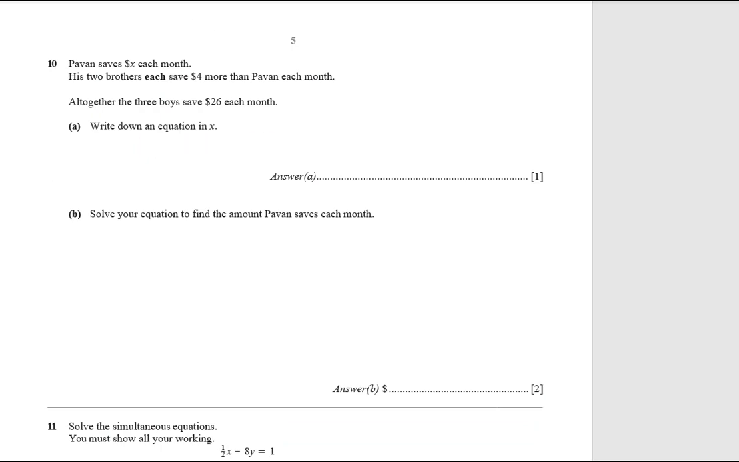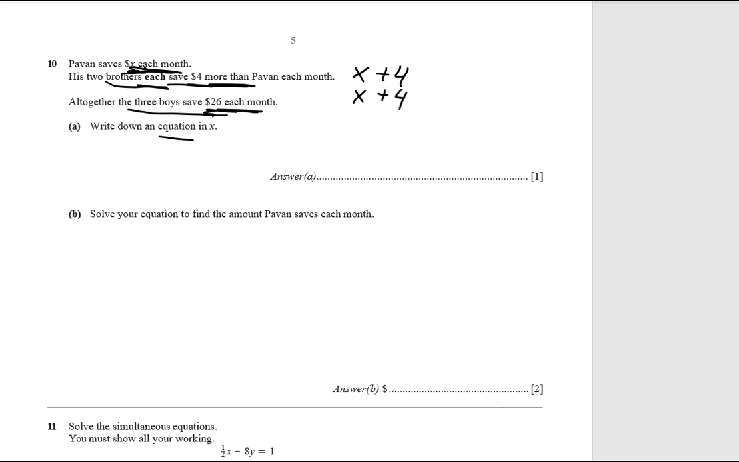The question: Bavin saves x each month. So Bavin saves an amount of money called x each month. He has two brothers, each saving 4 more than Bavin. So if Bavin saves x, the first brother saves x plus 4, and the second one saves x plus 4. All together the three boys save 26 each month.